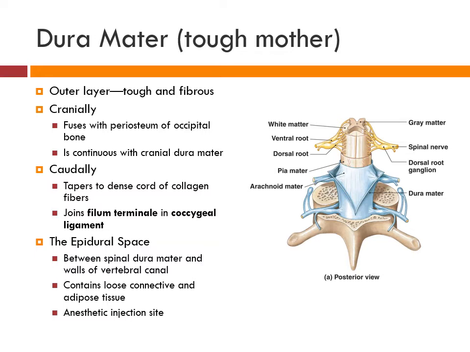So if we're looking right here, you can see that the dura mater is shown in blue, the vertebrae is shown in tan, and there's that very small space between the vertebrae and the dura mater, and that is called the epidural space. And it is filled with a loose connective tissue and adipose tissue for cushioning. And this is the site of epidural injections. So if you have an epidural injection, they inject between the bone and the dura mater to anesthetize spinal nerves.